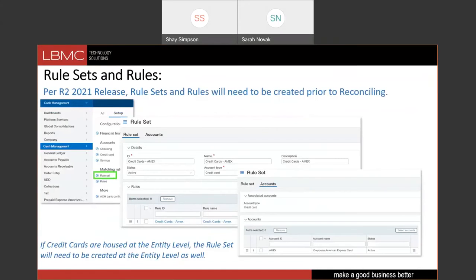So again, same thing that we just looked at in our R2 2021 release. We are going to have to set up those rule sets as well as those rules in order for us to be able to create those matching attributes. Okay? So again, if credit cards are housed at the entity level, the rule set will need to be created at the entity level as well. If your credit cards are housed at the top level, you'll be able to create this rule set at the top level. Okay?